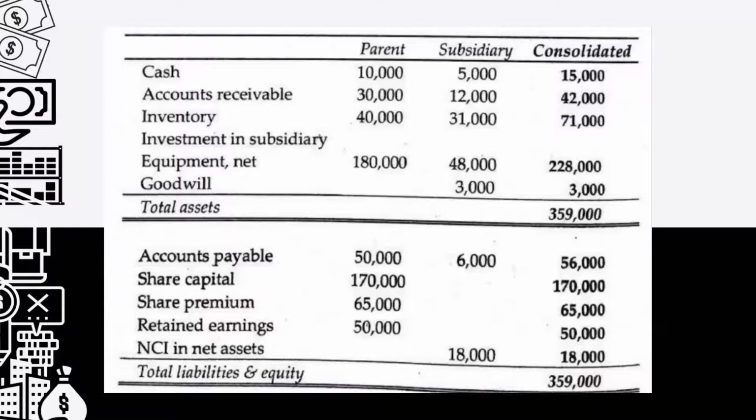Before I forget, if we are going to journalize the elimination, we will debit common stock 50,000, retained earnings 24,000, equipment 8,000, inventory 8,000, goodwill 3,000, and credit investment in subsidiary of 75,000 and non-controlling interest of 18,000.